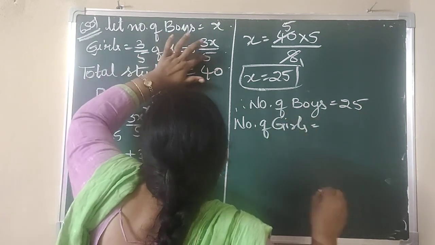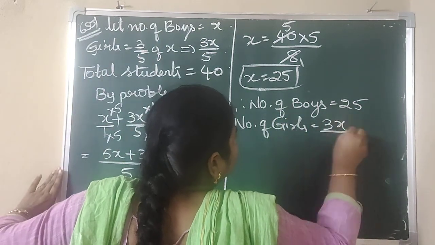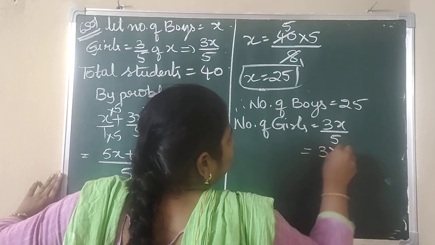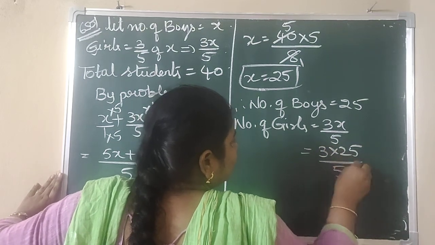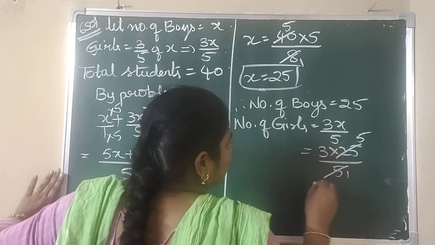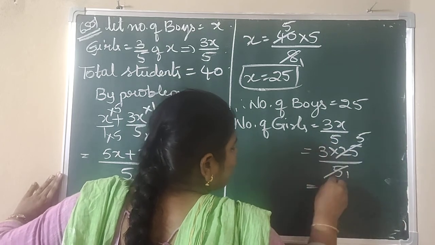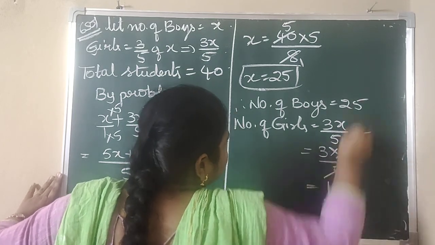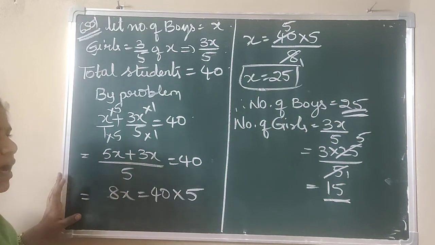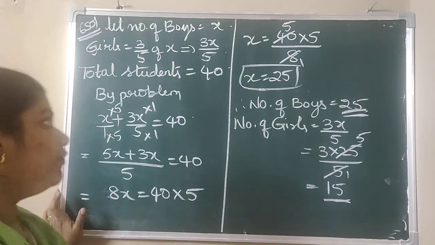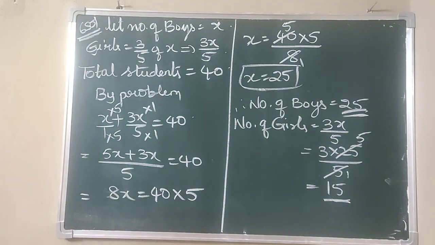That is 3x/5. That will be 3 into 25/5. 5 ones are 5, 5 5s are... So that will be equal to 3 5s are 15 girls. So the number of boys is 25 and the number of girls is 15. So this is our sixth solution.